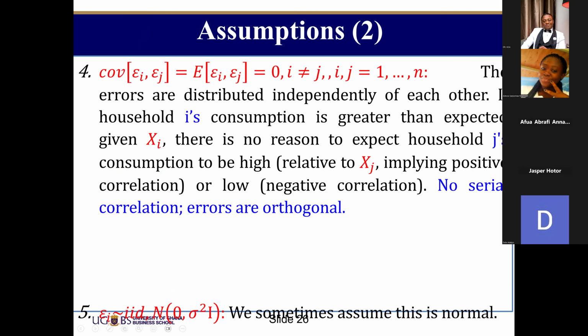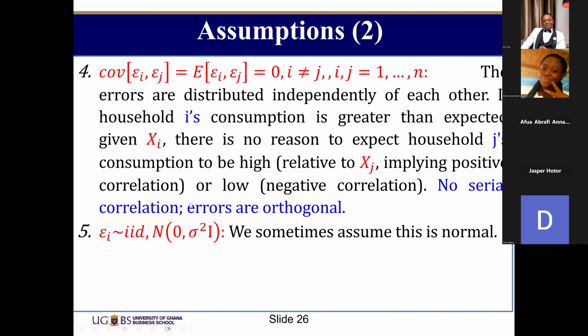So my point is that you shouldn't be worried about autocorrelation or serial correlation or orthogonality. The errors should be orthogonal. Why? They should not be dependent on each other. Why? They should not be serially correlated. Why? They should not be related. Simple. These are errors we are talking about. We don't want relation.